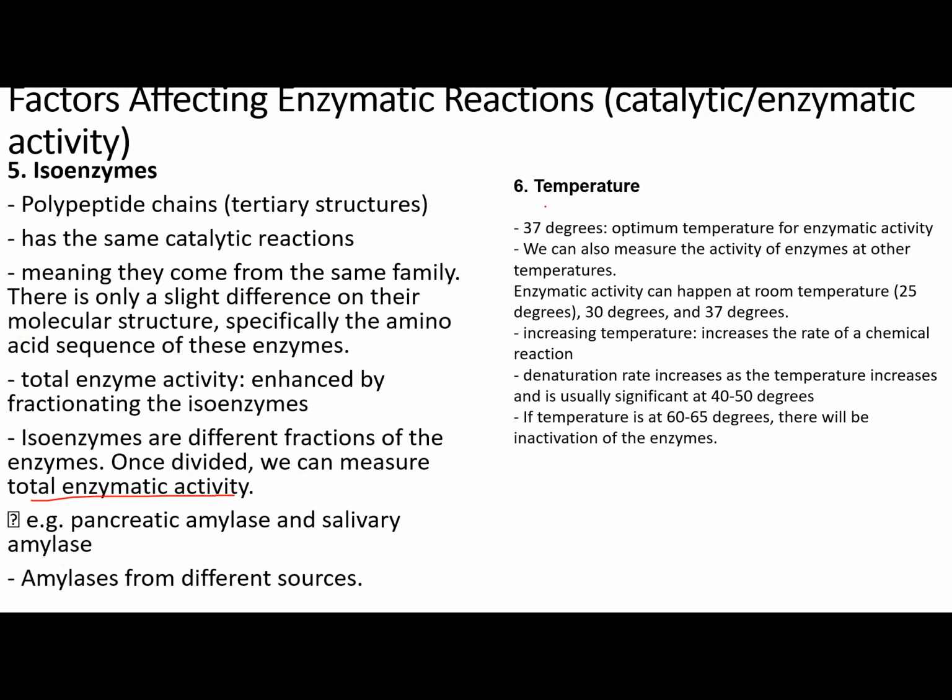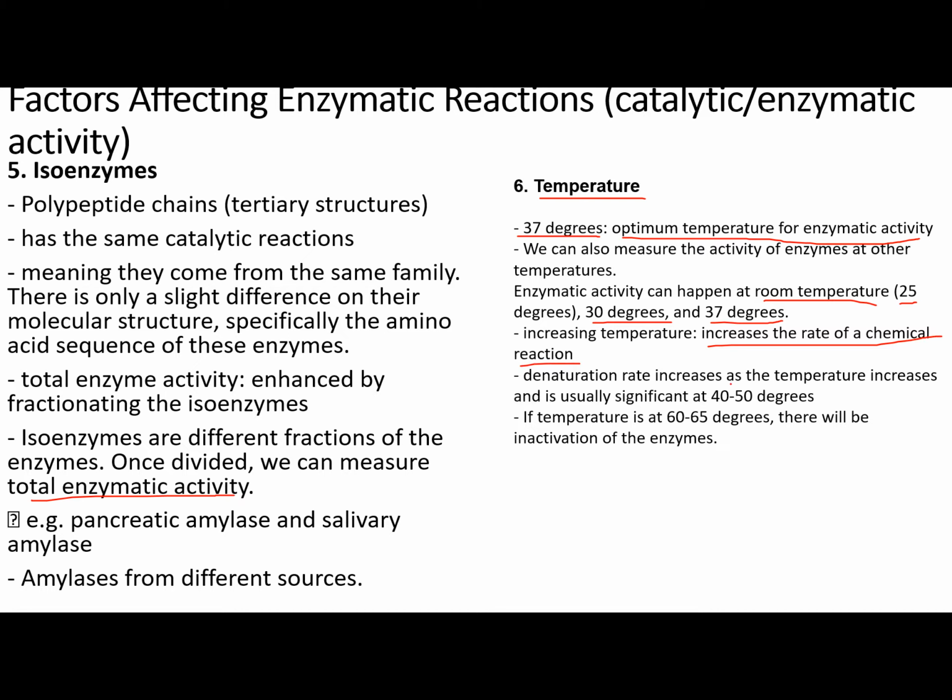Now, another factor affecting enzymatic reaction class is temperature. Now, when it comes to temperature, the optimum temperature for enzymatic activity class is 37 degrees centigrade. We can also measure the activity of enzymes at other temperatures. Enzymatic activity class could also occur at room temperature, 25 degrees, 30 degrees, and 37 degrees. Increasing the temperature would basically increase the rate of a chemical reaction.